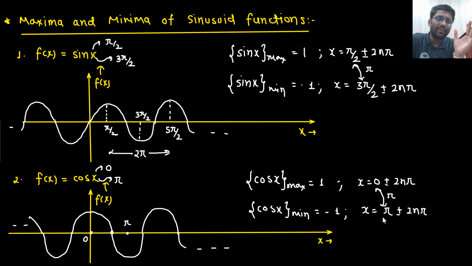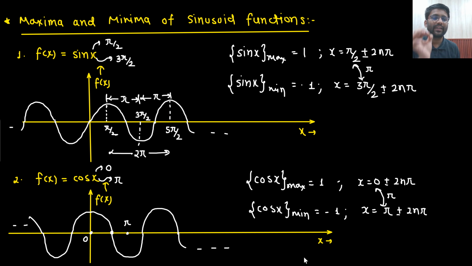Sir, sine will have a maximum value of 1, a minimum value of minus 1. Pi by 2, 3 pi by 2, after every 2n pi it will repeat. The difference between maximum and minimum is pi. Let's just say you are at minimum. Now from minimum to maximum you want to go, then you cover another pi and you will get to the maximum.